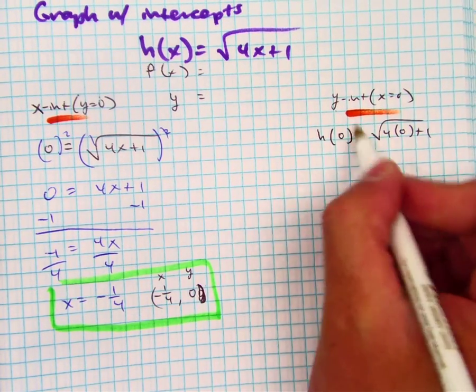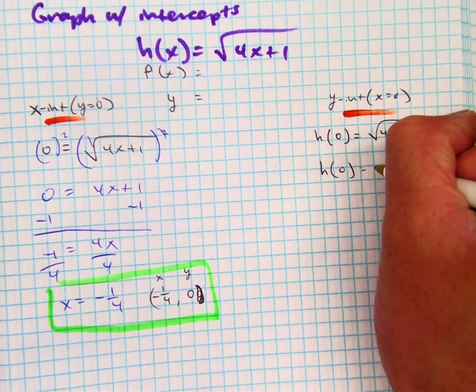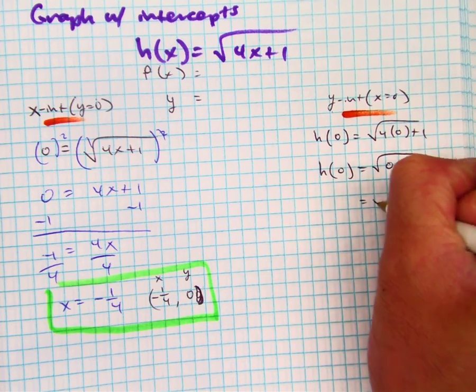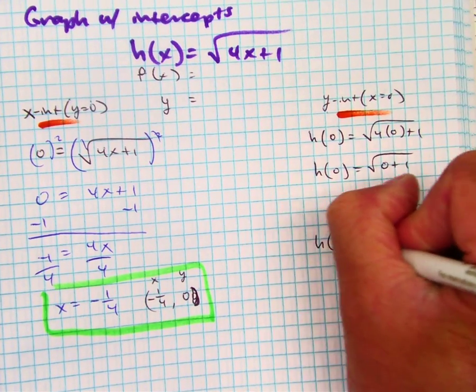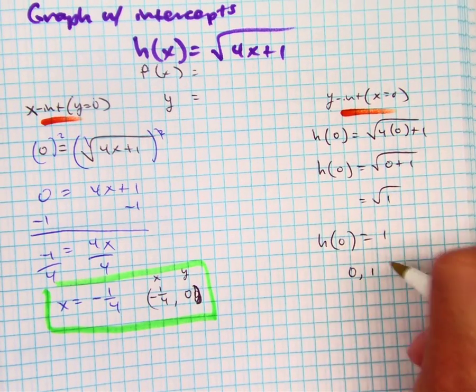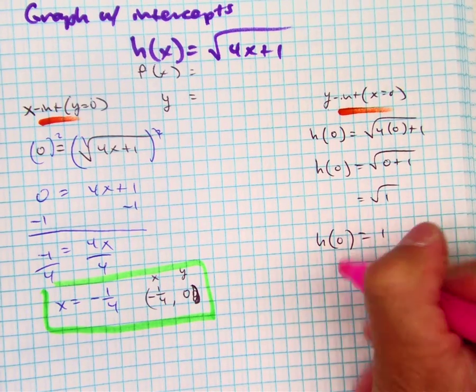Remember, if you're intimidated by that, just keep writing. I'll show you in a second. 4 times 0 is 0, and 0 plus 1 is 1, and the square root of 1 is 1. So h of 0 equals 1. That's just a fancy way of saying 0, 1 as our y-intercept. Raise your hand if you got that one.